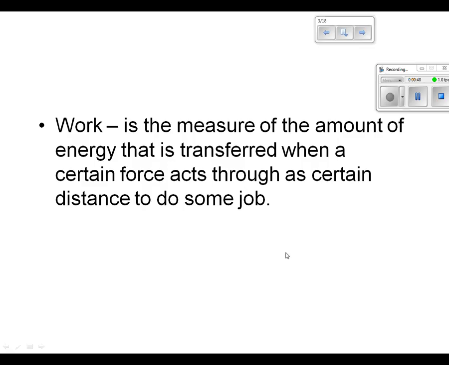So work is some measure of the amount of energy that is transferred when a certain force acts through a certain distance to do a job. Now the key word there is transferred. There has to be a transfer of energy. And for that to happen, there has to be a force and there has to be a distance. And we had that discussion yesterday about just holding something in place, right? There must be a distance traveled.